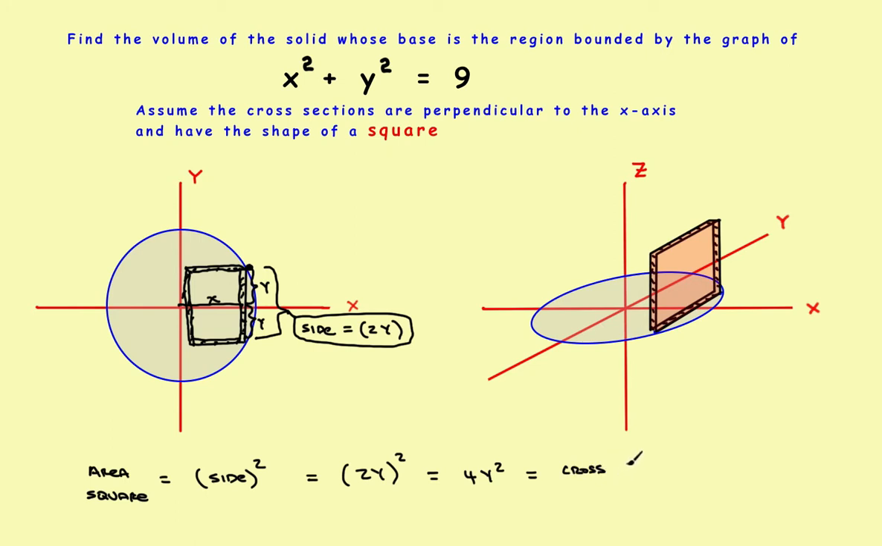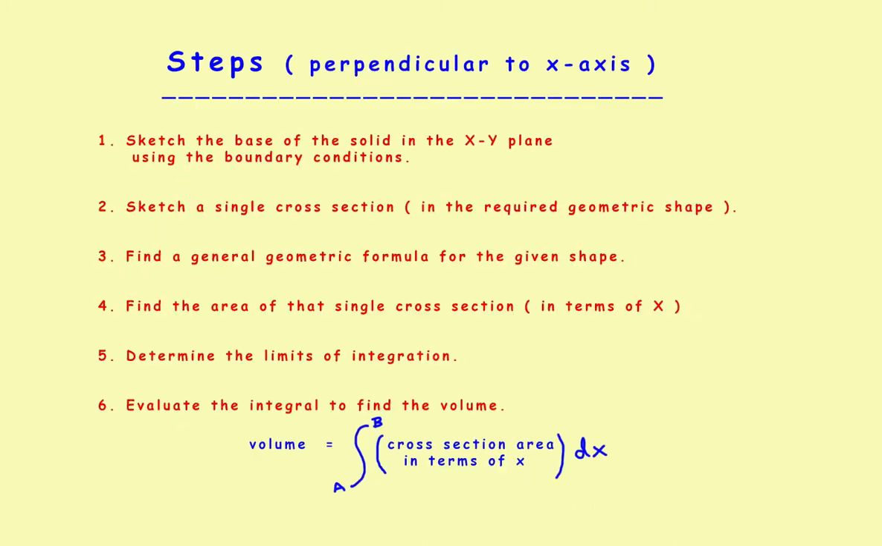So cross-section area, but with one important problem. That's in terms of y. So I've got it. It's 4y squared. That's the cross-sectional area. But the problem is this right here. Right now it's in terms of y. And what I need, when I find the volume, is going to be integrated with respect to x. So I need to get this thing in terms of x.